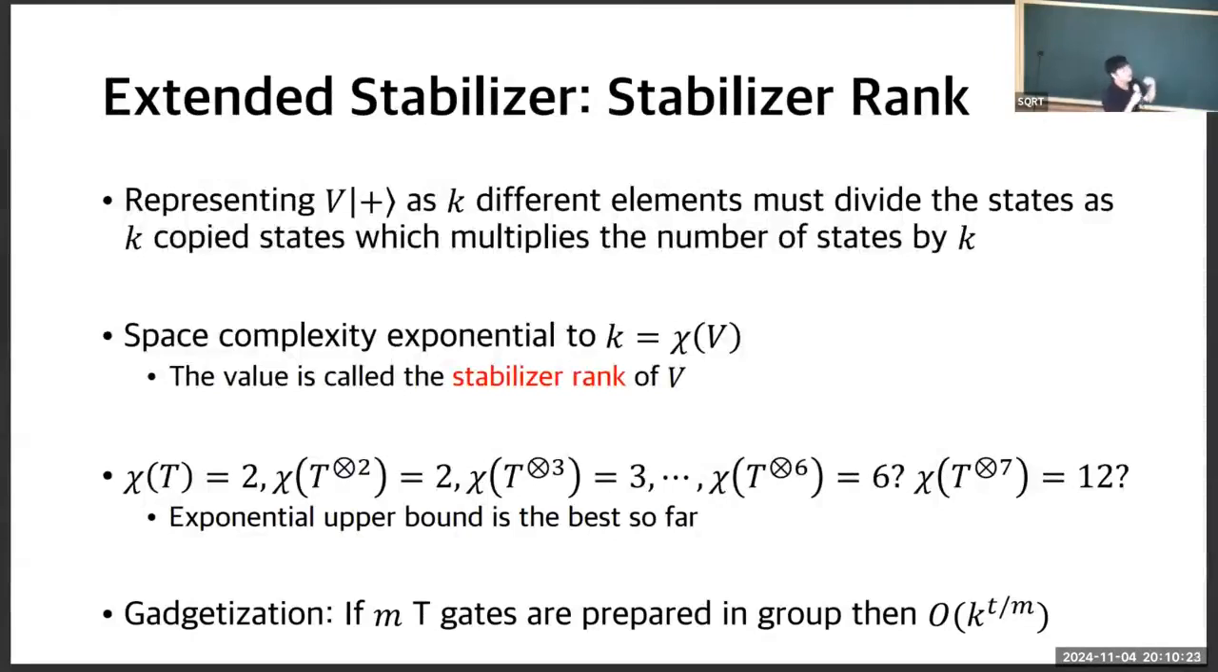If we use T gates only here, then we can use that T6. For example, if we have 31 T gates, then we can group them by 6 and then use 1 for the chi T equals 2. So we have a total of 6 times 6 times 6 times 6 times 6 times 2 stabilizer states to start for the gadgetization.